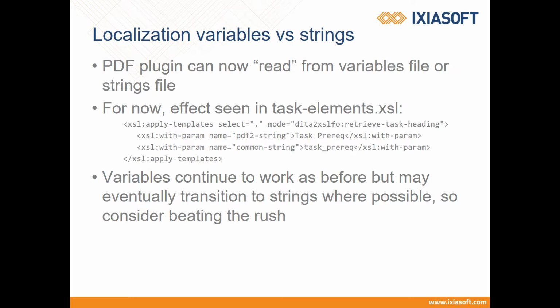So out of the box it will accommodate this particular string being defined in one place or the other. If it finds it in a variables file, it'll stop there. If it doesn't, it'll look for it in a strings file. And there's another template at the end of task elements that does that work. Again, the variables for now are working as they always have, but they may transition to strings. So you can consider beating the rush on that as well. Or you can consider creating a separate little variables plugin that all of your other plugins can tap into for definitions of these localization variables.